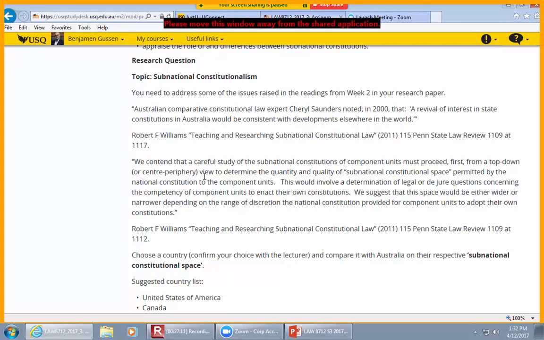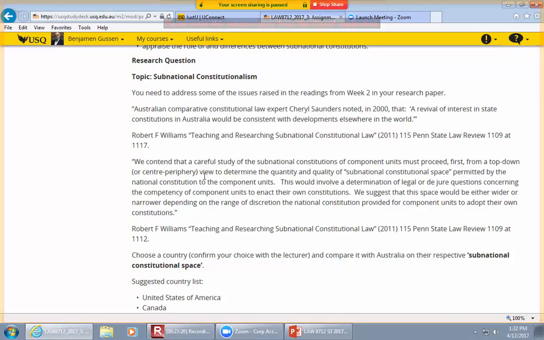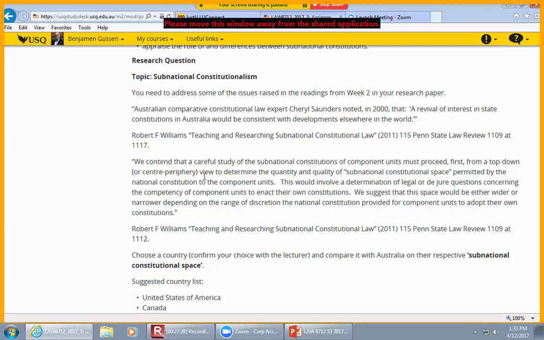So 2 things here. You're talking about subnational. So these are the constitutions that are not like our federal constitution. These are at the state level, or if you're in Canada, there would be the provinces, for example, or the cantons in Switzerland. But note what we're talking about here is subnational constitutionalism. What do we understand by the word constitutionalism? What do we mean when we say constitutionalism?